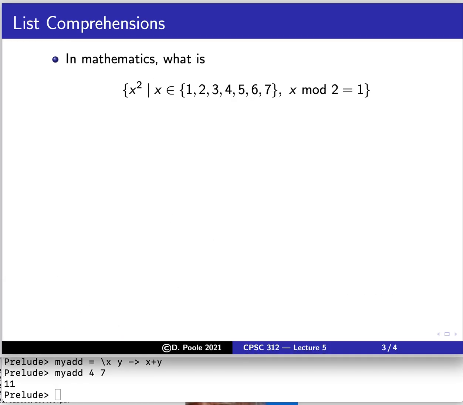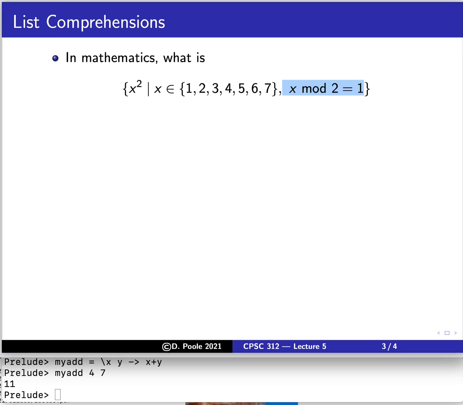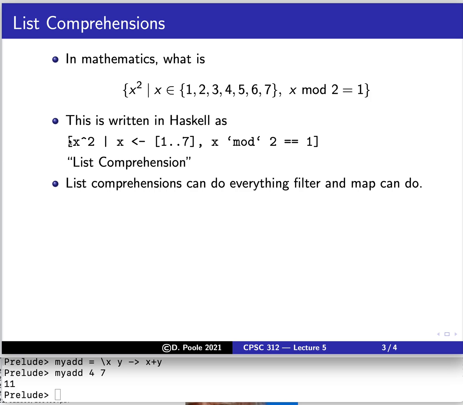All right. Another thing that's useful is what are called list comprehensions. In mathematics, you might be very familiar with writing a set of x squared such that x is an element of the numbers 1 to 7 and x mod 2 is 1, that is, x is odd. In Haskell, you'd write that in a very similar way. You write the list, so it's not just a set here, it's a list, of x squared such that x is in the elements of 1 to 7. This funny arrow here is meant to be element of, and this comma here is and, so x mod 2 is 1. This is called a list comprehension.